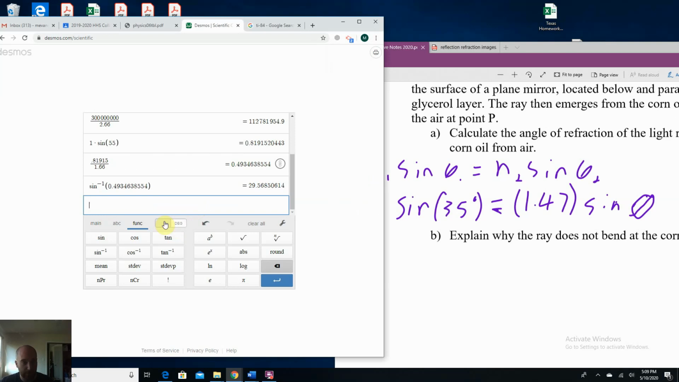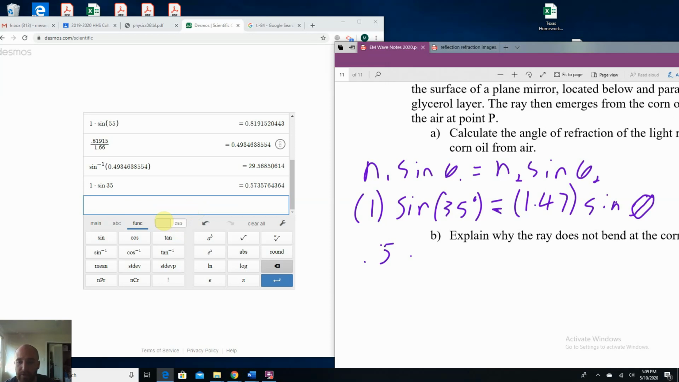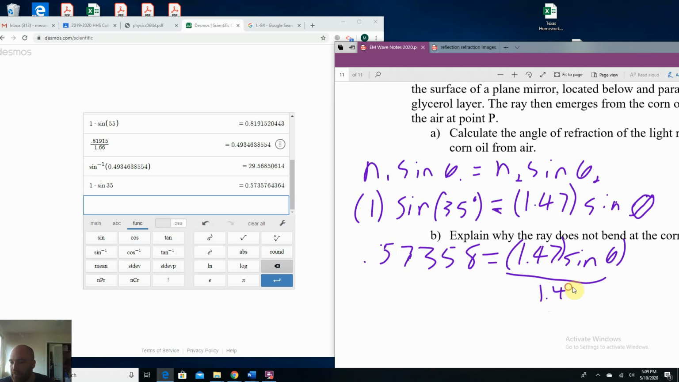Let's start a new line. So we're doing 1 times sine of 35 degrees. I got 0.57358. Let's go with that. 0.57358 is equal to 1.47 times sine theta. Okay. And the next thing we're going to do is, again, we have to get rid of the 1.47 first. So I'm going to divide both sides by 1.47. Do it to the right-hand side. Do it to the left-hand side.